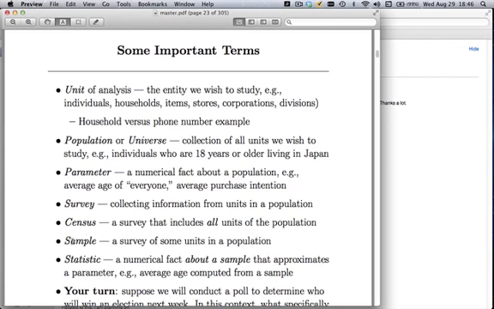So a sample is where you gather some subset of the units and you take the measurements on just that subset. Now from that subset of units, I can compute something called a statistic. So a statistic is some numerical fact, not about the population, but about the sample. And it is this statistic that approximates the parameter.